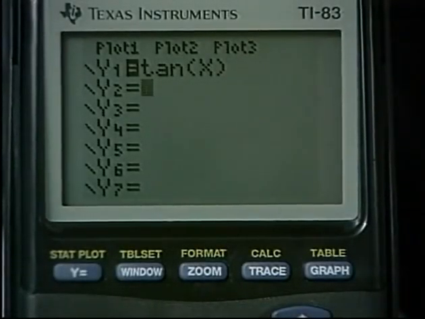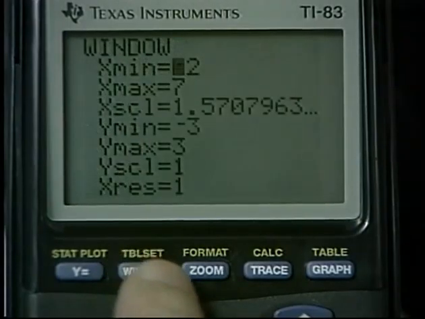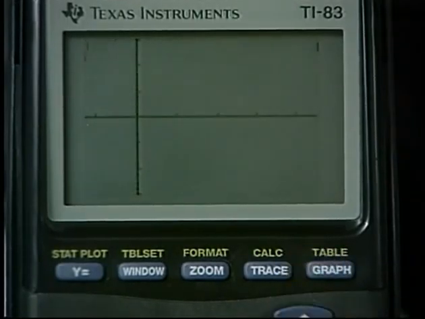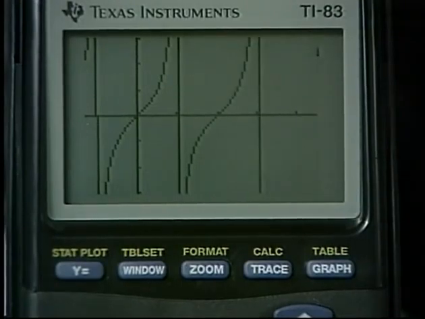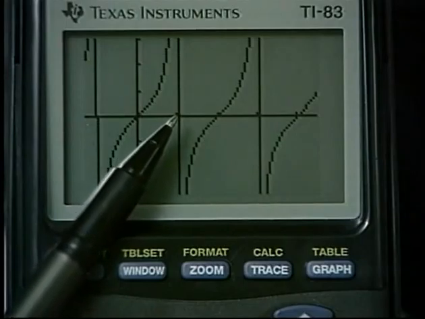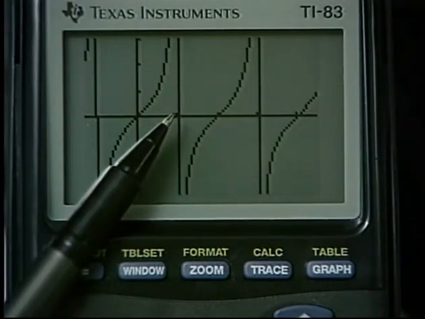Let's start our investigation with y equals tangent x. And in the window settings, notice that for the x scale, I have set the scale at pi over 2. Well, the graph of tangent x has this appearance, as we would expect. Notice that we seem to have a vertical asymptote coming up here at pi over 2. This really is not a vertical asymptote that the calculator is drawing. It serves that purpose for us here, but it's not actually the asymptote.